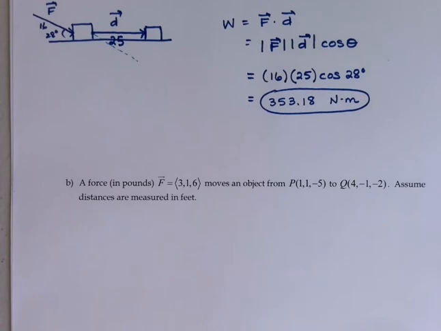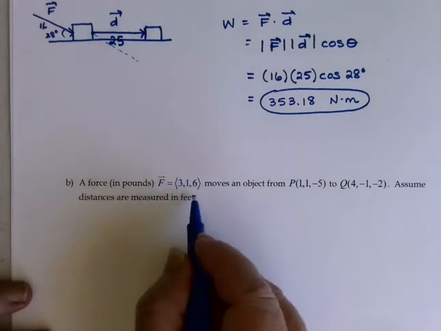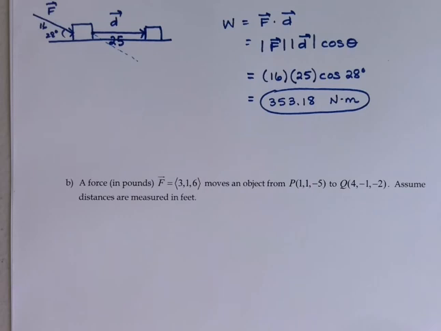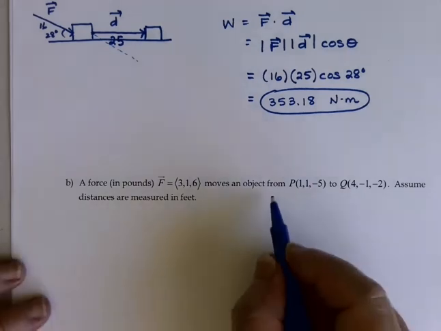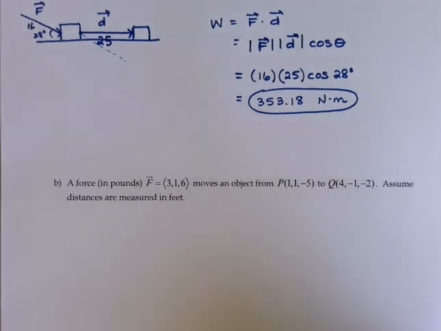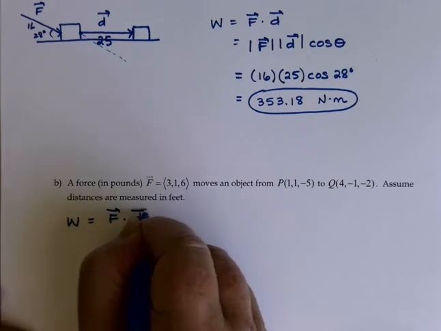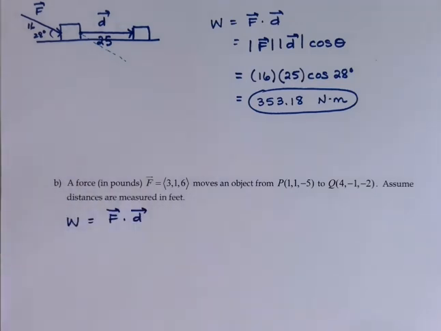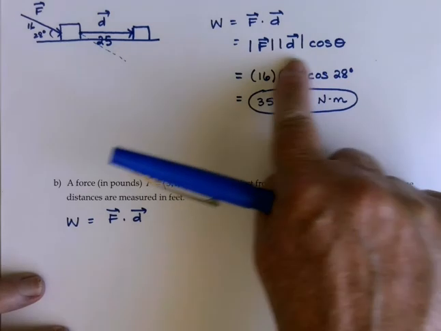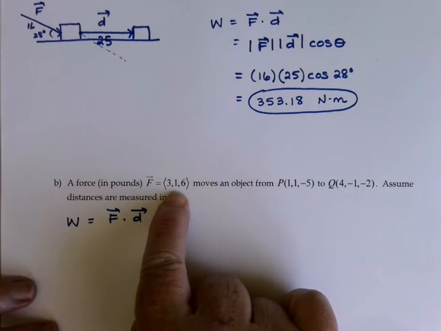All right, in part B, this time instead of describing the situation, they actually give us the force vector in terms of its components in standard position. It moves an object from this point P to this point Q, and we're told forces in pounds and distances in feet. So W is still going to be F dot D. But notice this time we have a 3-dimensional situation, and we don't know the angle between our vectors. So we probably don't want to use this form. Instead, we probably want to go ahead and get the standard position, the component notation.